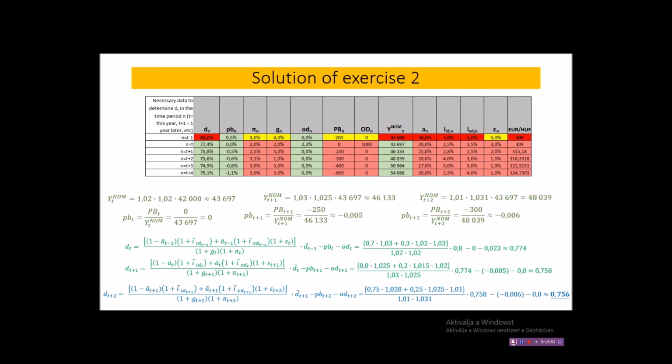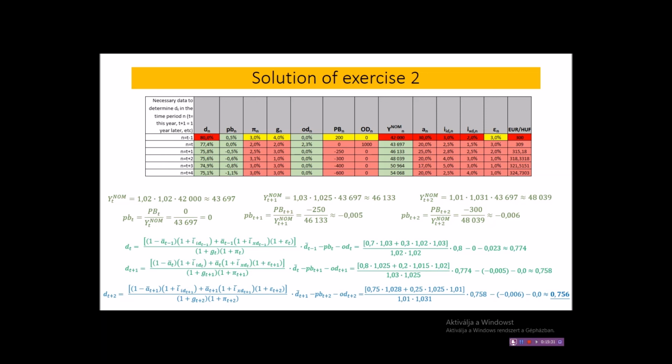This is multiplied by the government debt ratio of the previous year, 0.758, and we subtract the primary balance ratio of the given year, that is minus 0.6, and the ratio of the other factors, or the t plus 2, which is again 0. If we round up the result, it will be 0.756, which means that the government debt compared to the GDP in the t plus 2 time period was 75.6%.